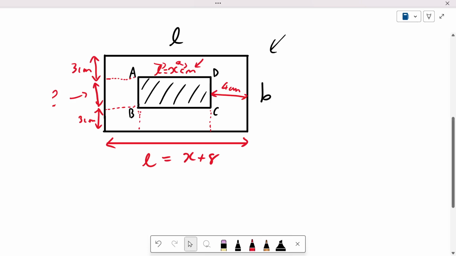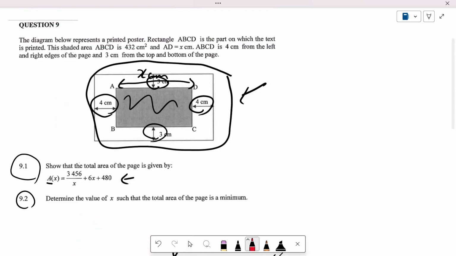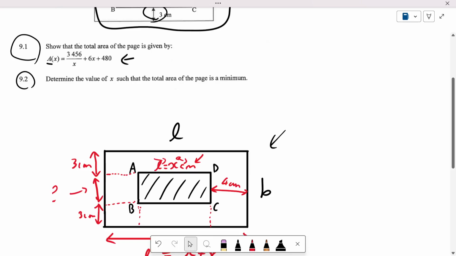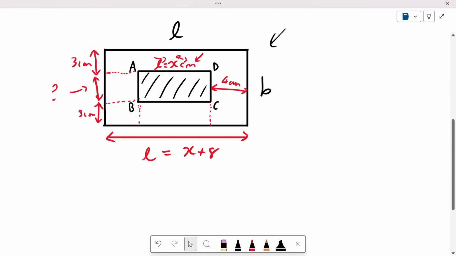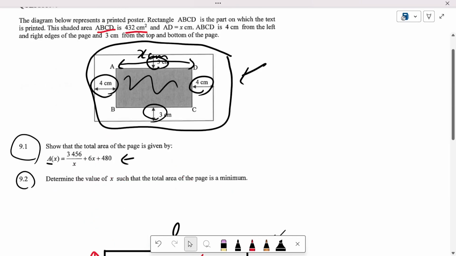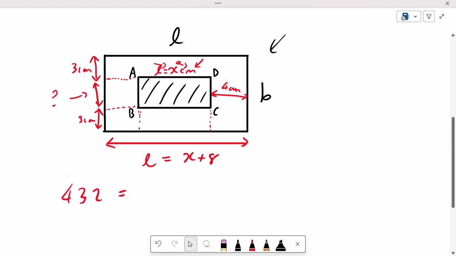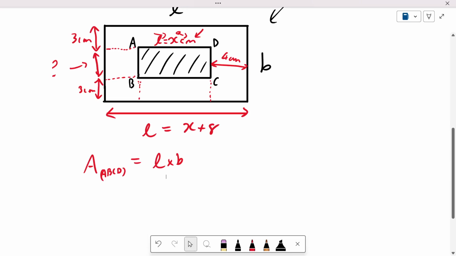But guess what? Remember, in the beginning, they said that the shaded area, ABCD, is 432 centimeters squared. So we already know the area, so we can just write that down. So it's 432. I'm just going to double check there. Let's just say 432, I'm assuming it is still. Yes, 432 is equal to the length times the breadth, right? Okay, so let me first write it like this. The area of ABCD, remember your subscripts, is going to be equal to the length times the breadth. In this case, it's going to be AD multiplied by AB.